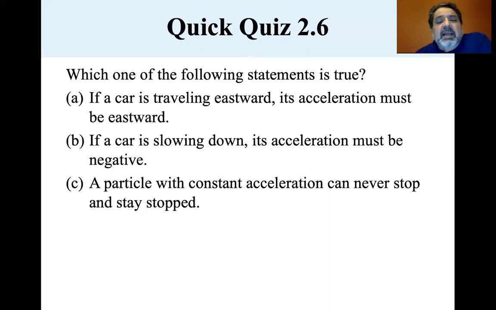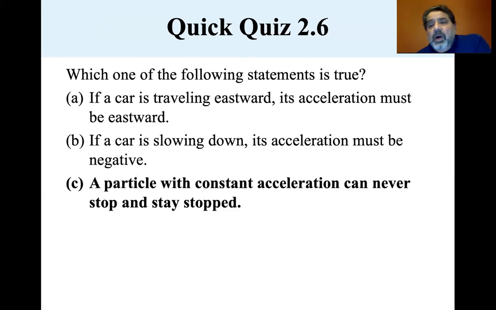You know what? I was going to say it's B, but it depends on your definition. So if a car is traveling, you can say that if a car is slowing down, its acceleration is opposite its direction. But what if the car were traveling in a negative direction? Then its acceleration would be positive. So I think that one is a little ambiguous. I'm going to go with C. A particle with constant acceleration can never stop and stay stopped. And that's the one, because there's an important point about constant acceleration that we need to learn.